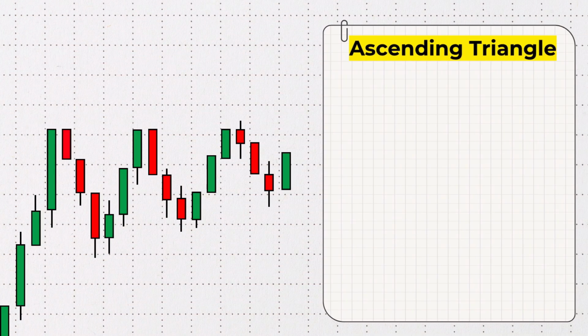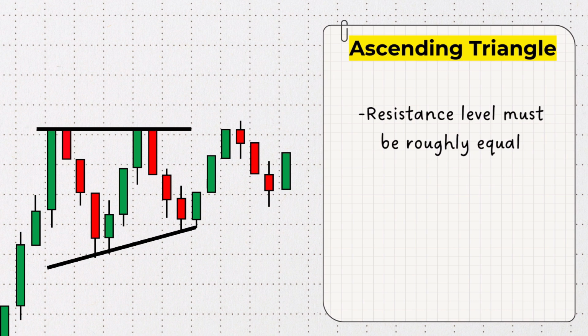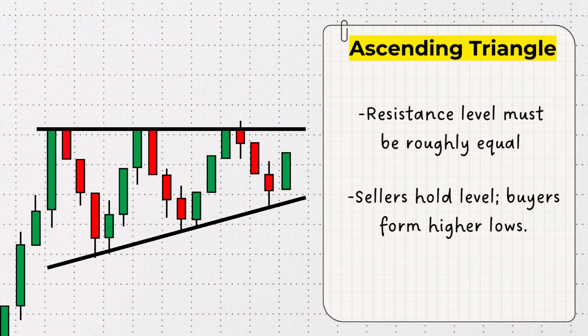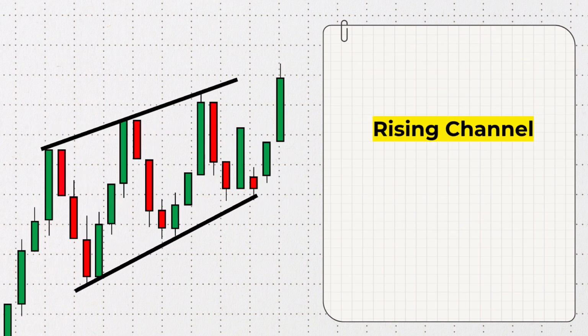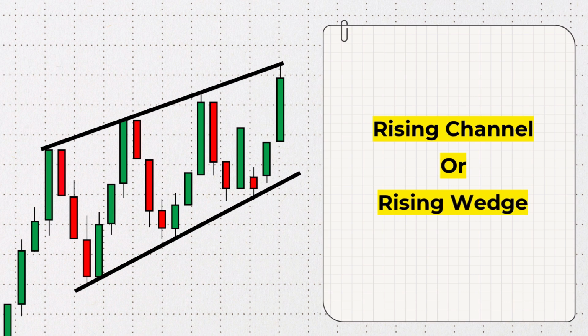One important detail to get right: for a pattern to qualify as an ascending triangle, the highs must be approximately equal. Price is repeatedly testing the same resistance ceiling without meaningfully breaking above it. If price is making higher highs instead, you're likely looking at a rising channel or rising wedge, two different patterns with different implications, which we'll be covering in future videos.